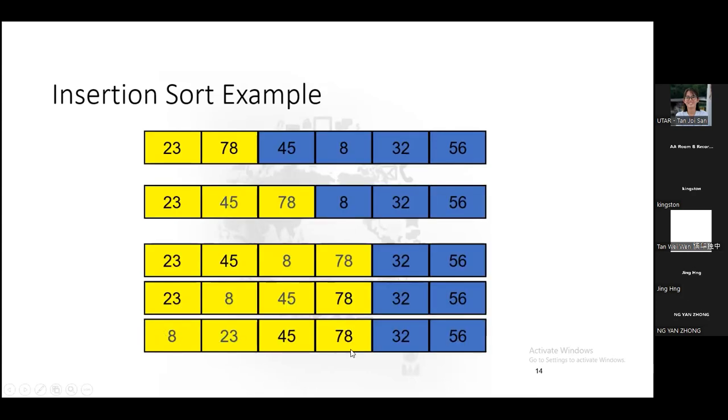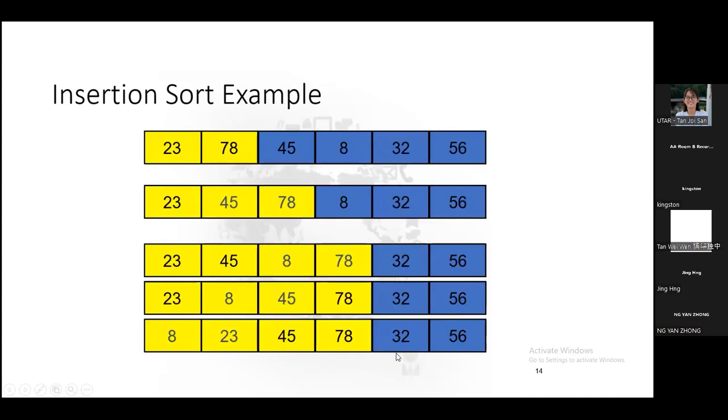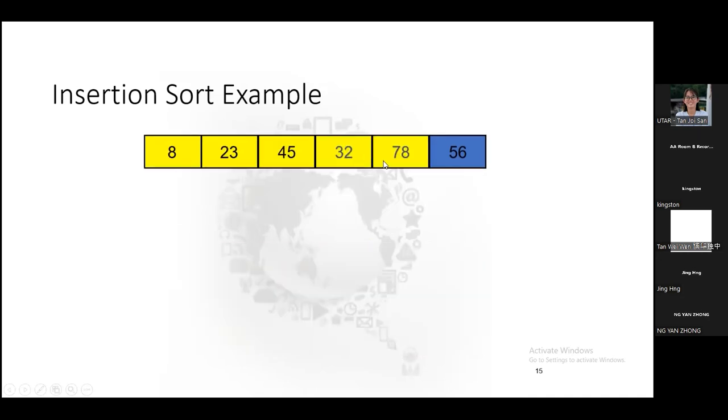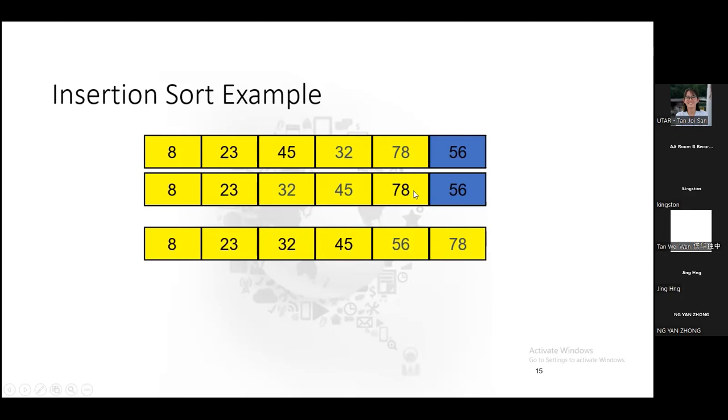So this is how it works. Then we go into 32. Between 32 and 78, which one is greater? Obviously 78 is greater than 32. Same for 32 and 45, so they move. But when it comes to 23, 32 is actually greater than 23, so it's not going to move anymore. Then we'll have 78 and 56.